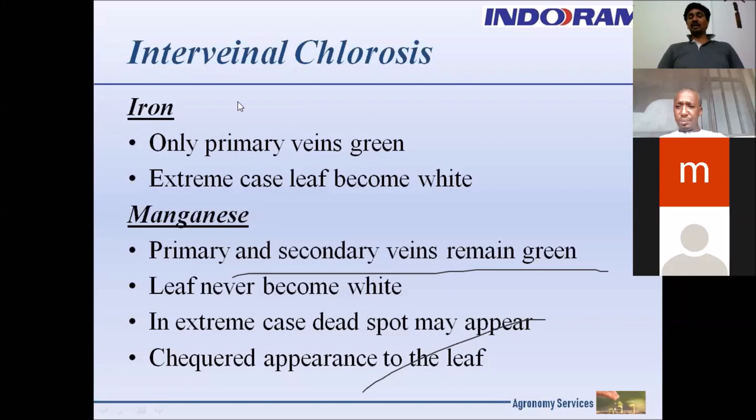If you want to differentiate between these two, in the case of iron, only primary veins are green, and in an extreme case the leaf becomes white. The iron deficient leaf is going to become whitish. But in the case of manganese, primary and secondary veins remain green. So interveinal chlorosis, but both primary and secondary veins will remain green. The leaf never becomes white. In the extreme case dead spots may appear, and a checkered appearance of the leaf, like small checks, the complete texture of the leaf is going to appear.